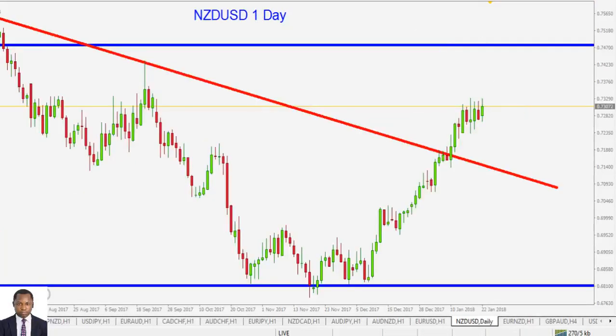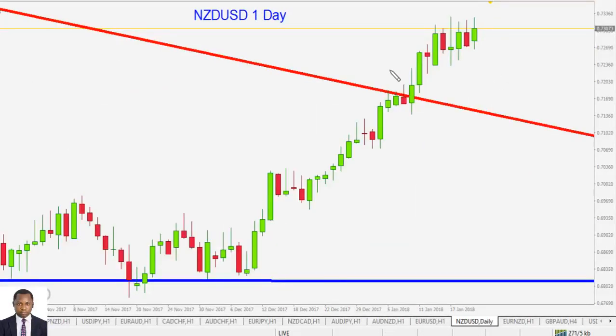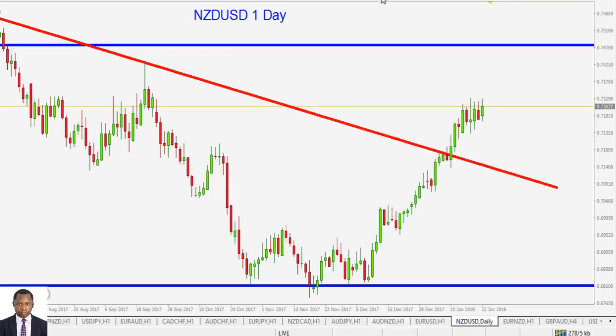In the daily time frame, you can see several hesitation candles there. See that? Okay, so nothing to trade here.